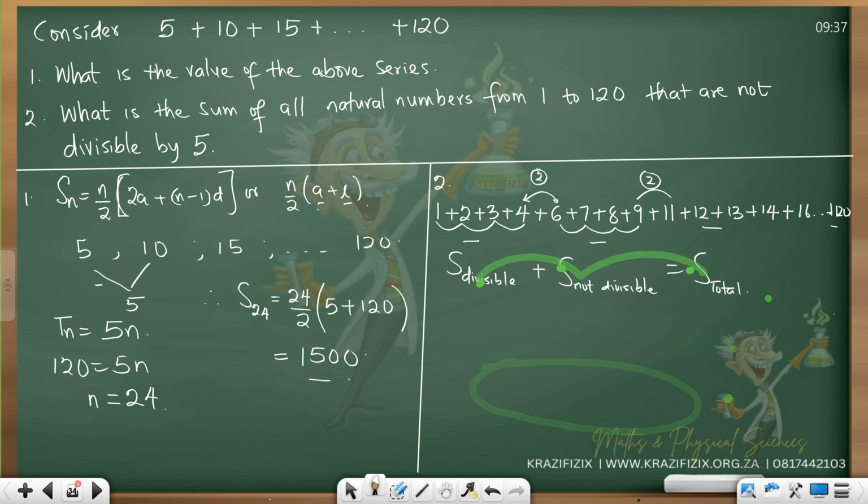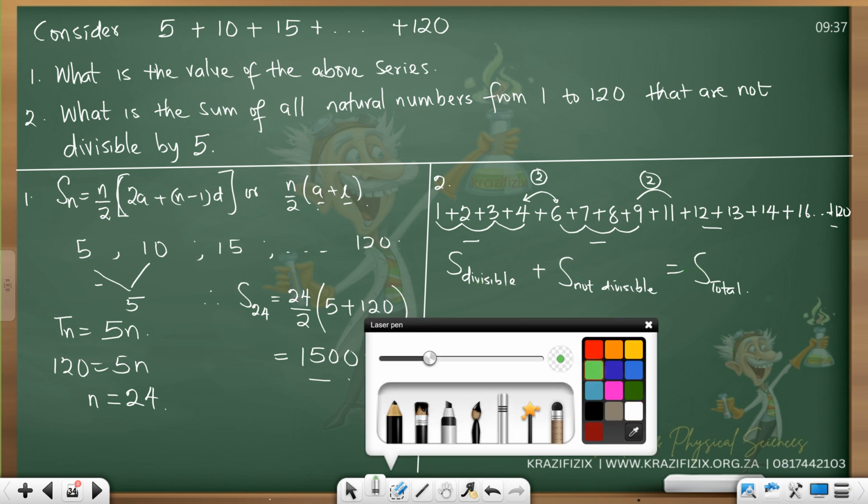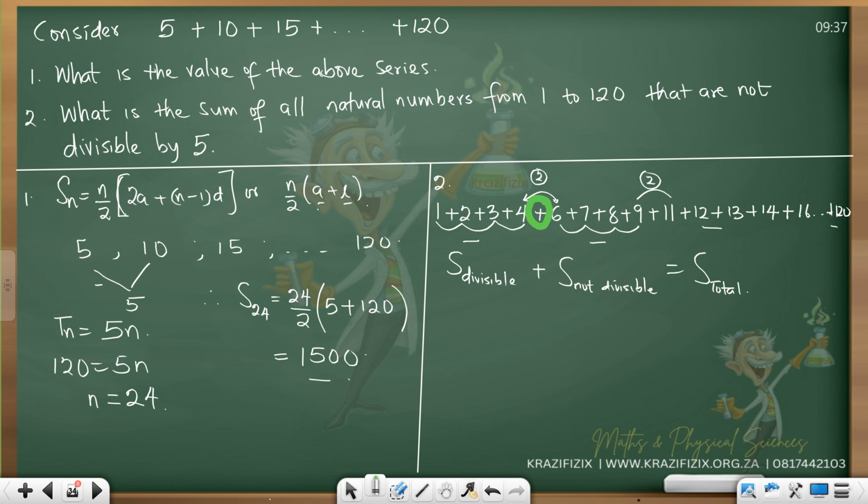Oh, that was why the first question was giving us numbers that are divisible. Do you notice that the numbers that are divisible here, 5 was missing. Next one, 10 was missing. 15. Those numbers are already here. Oh, so we have them, 1,500. We already have this.